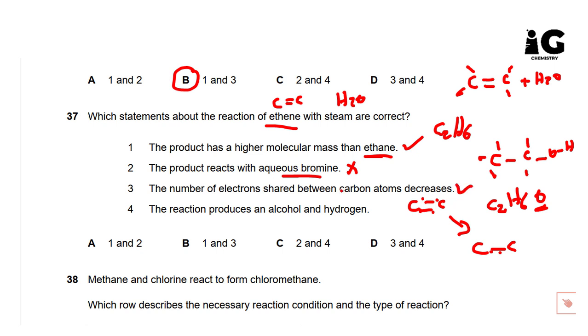Number 4, the reaction produces an alcohol and hydrogen. So this is not correct, no hydrogen, only alcohol. So actually the correct answer is 1 and here the correct answer is 3. So 1 and 3 should be B.